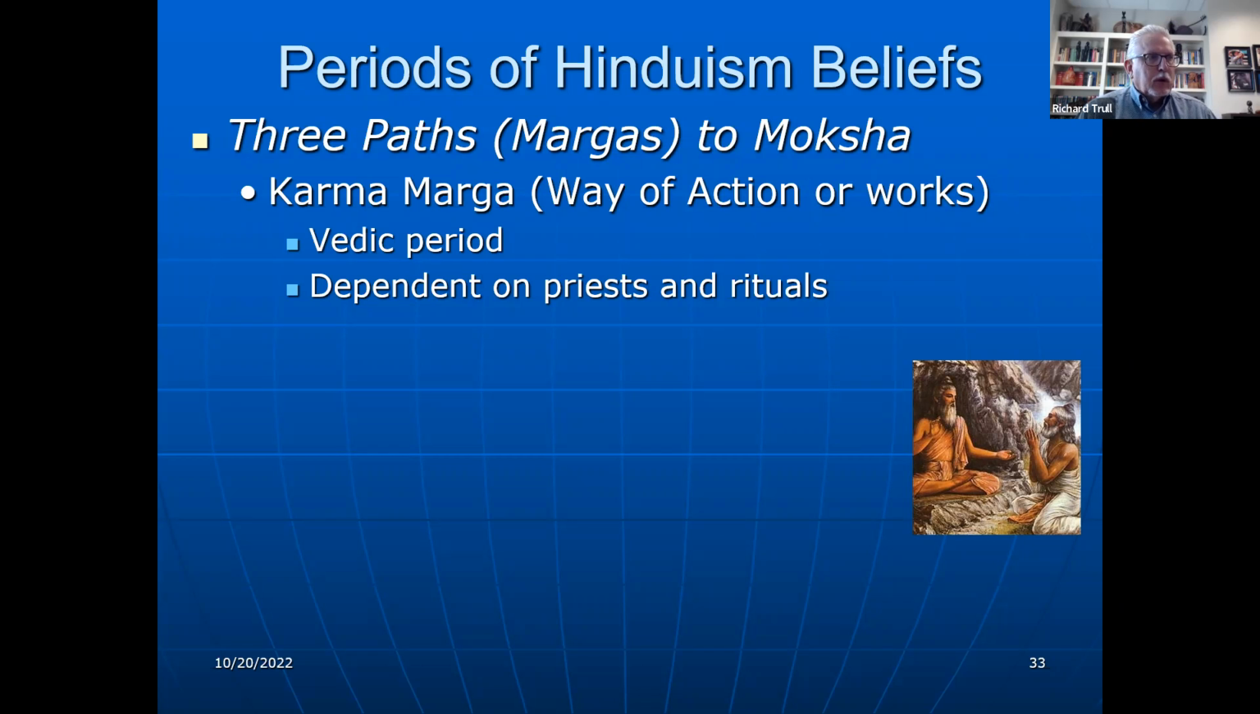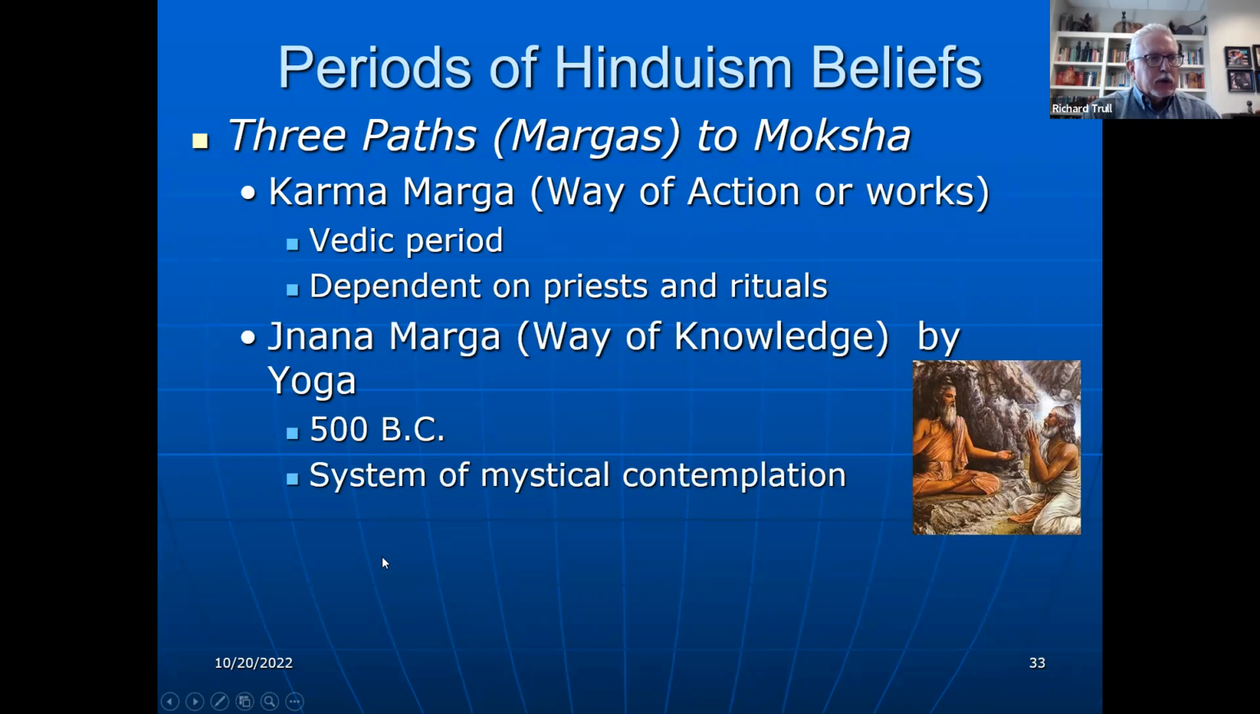And so this first way, karma marga, is the way of action or works. Karma has to do with your works. And this is in the Vedic period, and was highly dependent on priests. And then the Jnana Marga, the way of knowledge, is where you get into a lot of the yoga stuff. And this is contemplation. Like in yoga, the various positions you get in are there to help you contemplate and use that Om sound and so forth, as the way of knowledge.